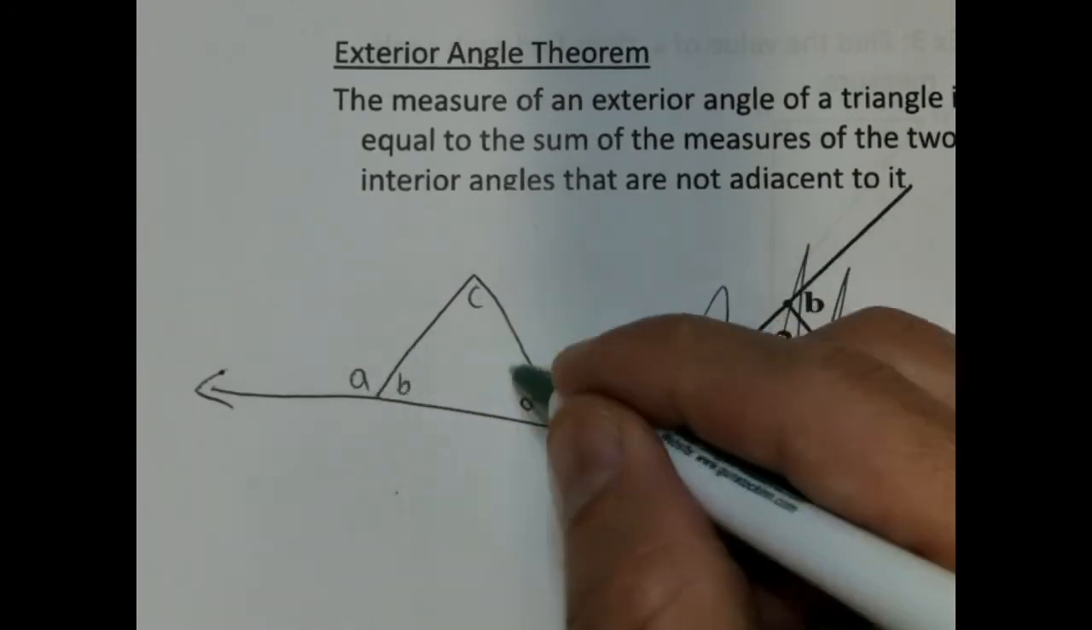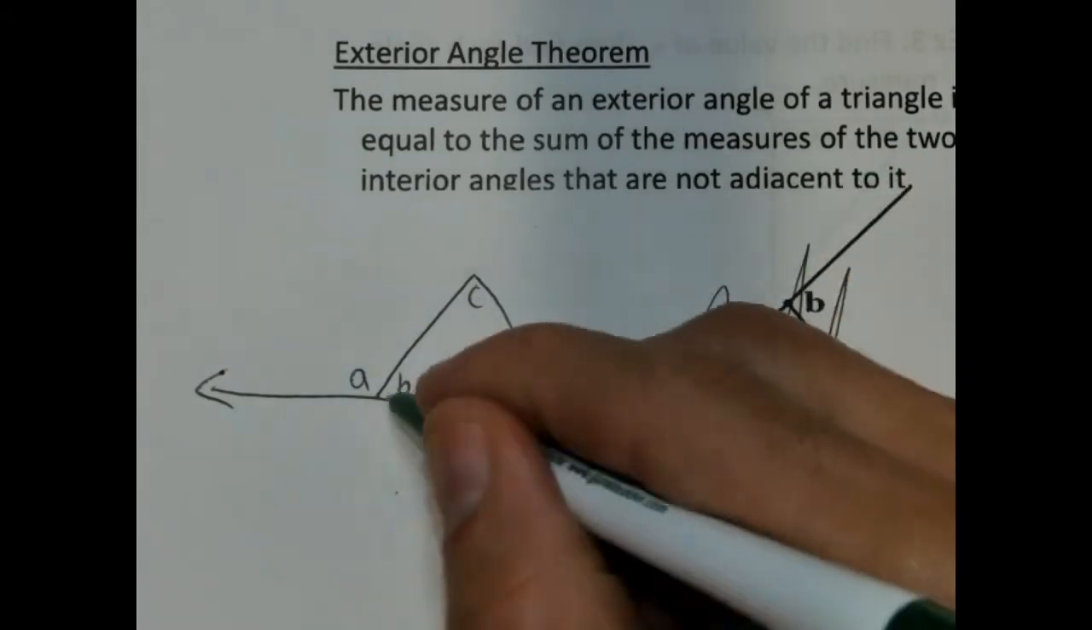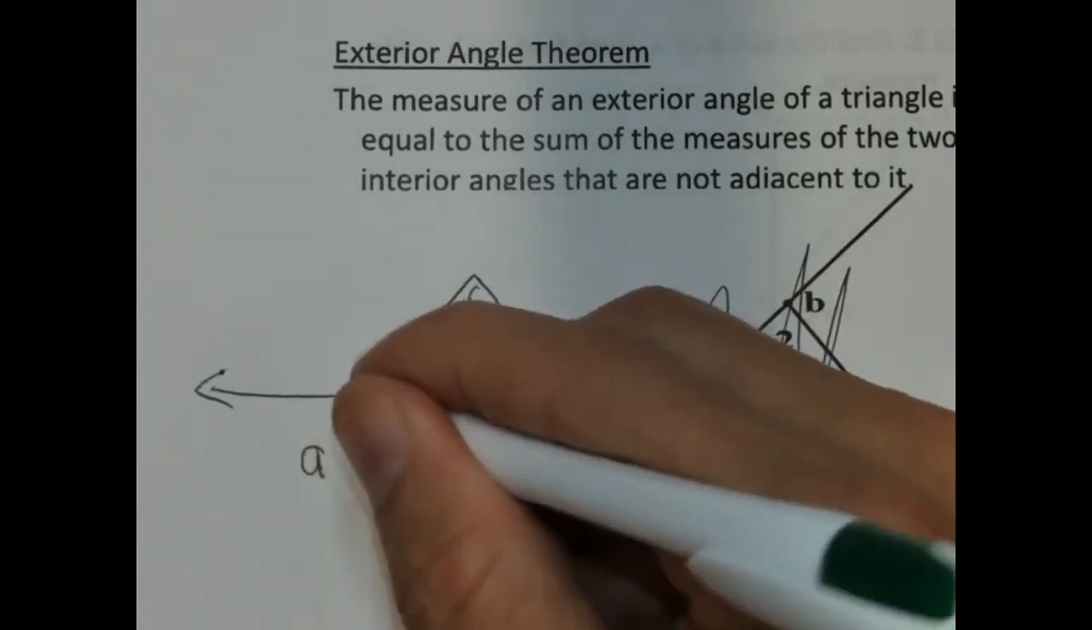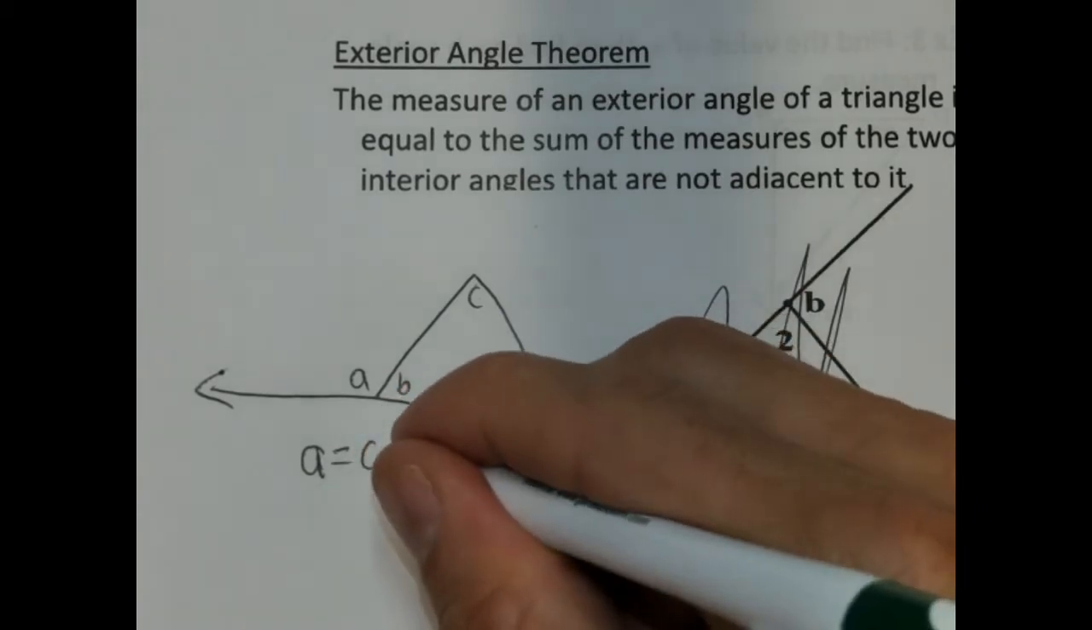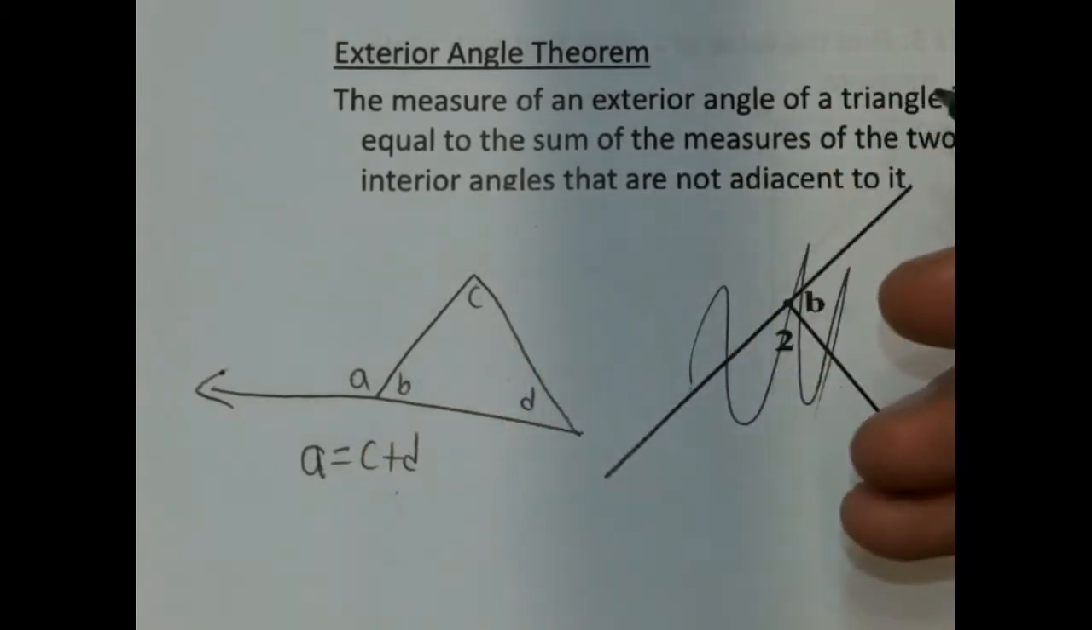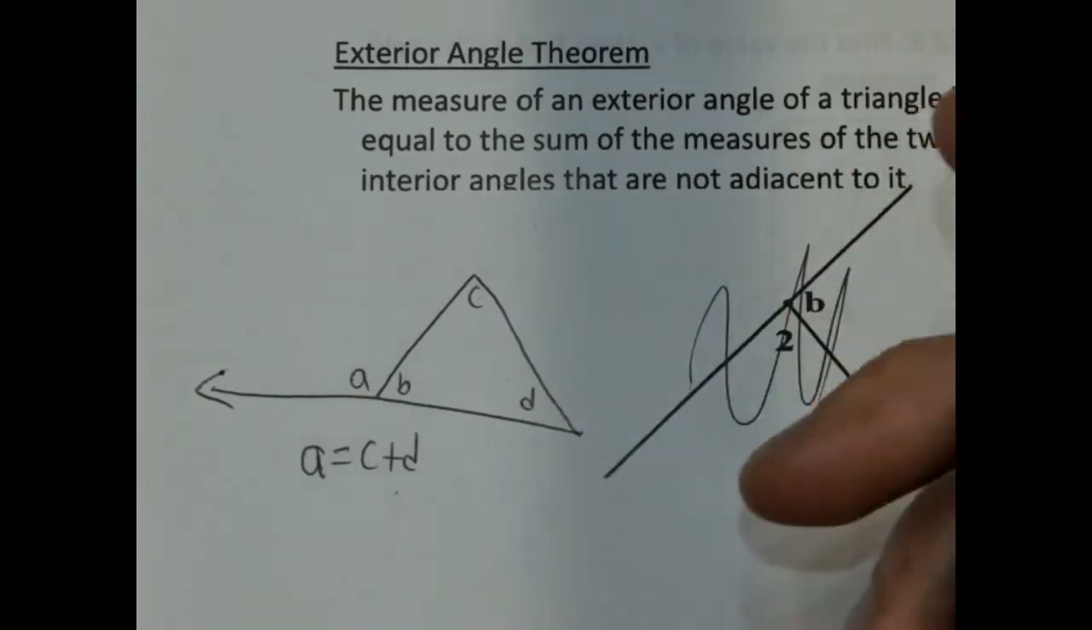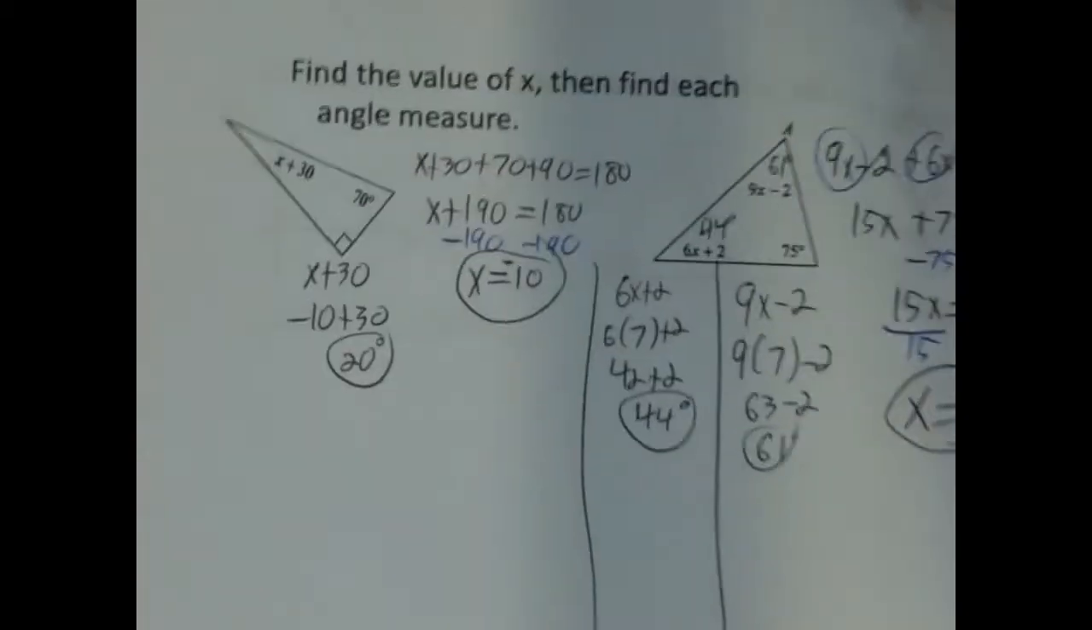We also know that B, C, and D add up to 180 degrees. Therefore, you can say the exterior angle in this case, which is A, would be equal to the sum of C and D, which are the non-adjacent angles within the triangle, okay? You'll see what it means once we start using it.